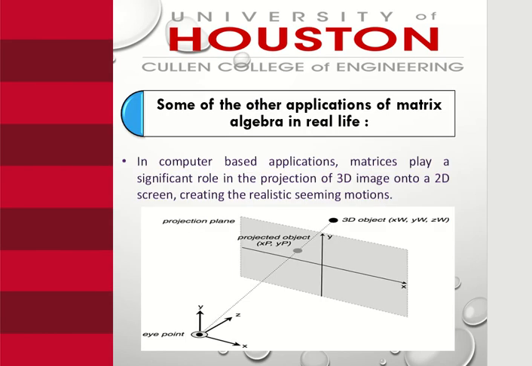Some of the other applications of matrix algebra in real life are in computer-based applications. Matrices play a significant role in the projection of a 3D image onto a 2D screen, creating realistic seeming motions. So this is the eye point of a human eye, if you can see, and this is a 2D plane having the x and y axes. So this is a two-dimensional plane, and this is a 3D object. From the point of view of the human, as we can see, the 3D object can be projected onto a 2D screen like this.